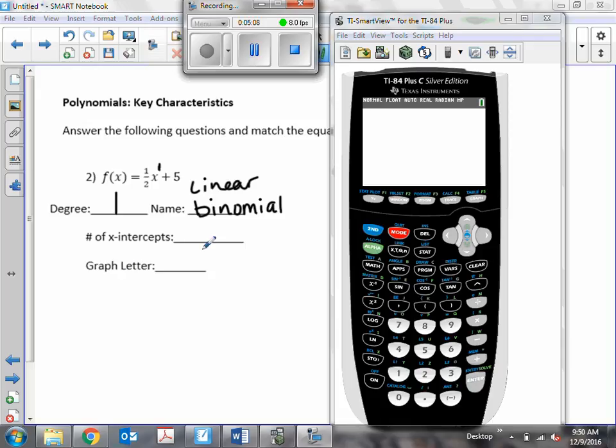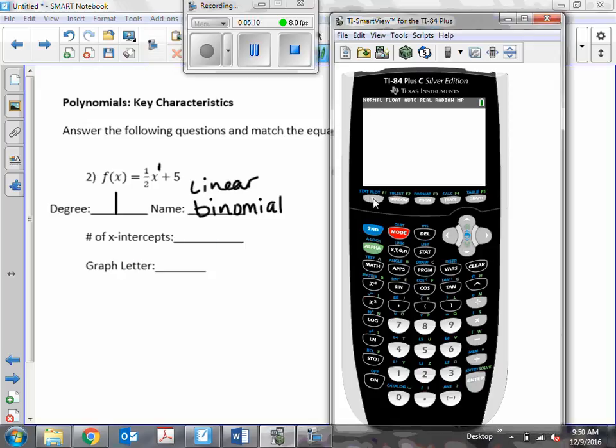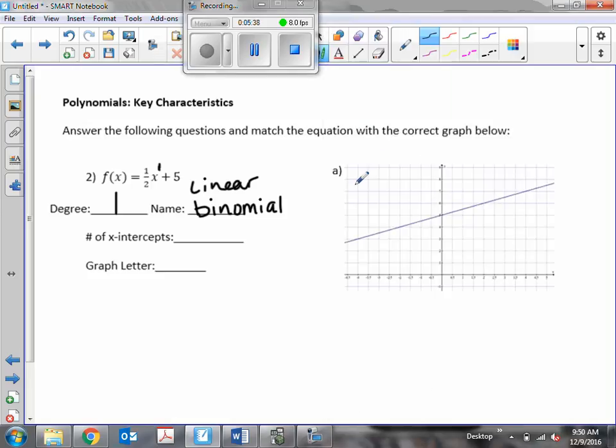Now we're going to go ahead and graph it in our calculator, and we're going to see how many x-intercepts it has and what graph it matches with on my paper. So I go to y equals, and I'm going to enter in my equation. So I'm going to enter in 1/2. Remember, 1/2 is entered in just like a fraction. So it's 1/2 x and then plus 5. And we look at our graph. Now, if we look at our graph, it does look like a linear. We match it with the one on our paper, and the one that matches on our paper is letter A.